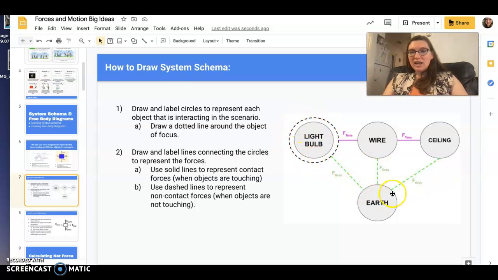Then these dashed lines always indicate a non-contact force. So there's three non-contact forces: gravity, the electric force, and magnetism. But this is always going to be gravity. And then that means that this is always going to be the earth, okay?